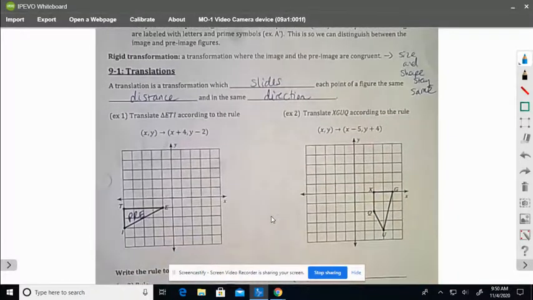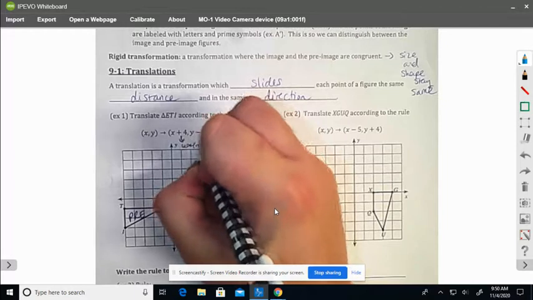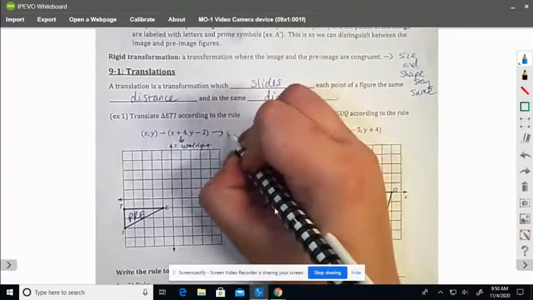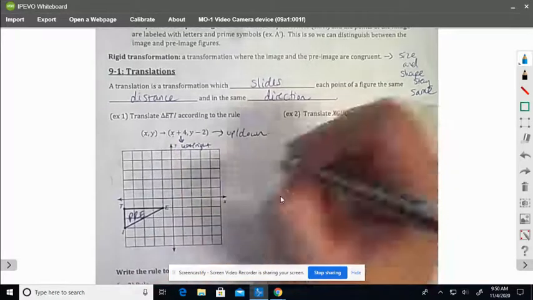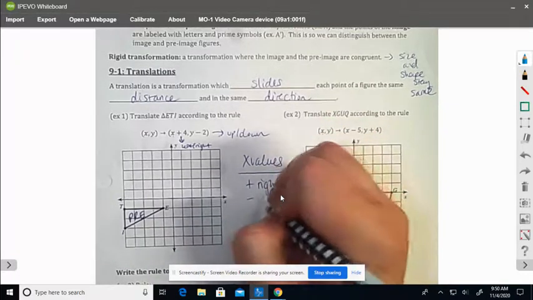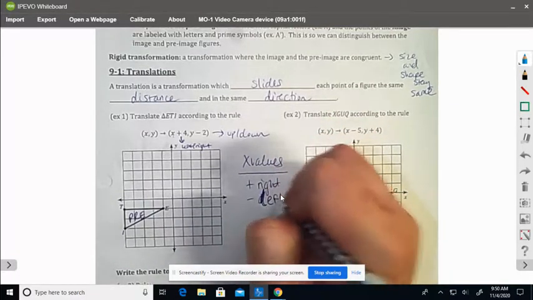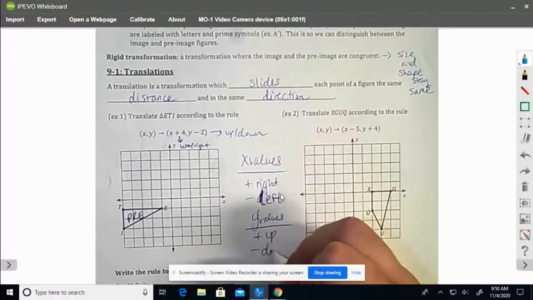I like to shade in my final image, so you'll understand why I do that once we get to a little bit of harder stuff in the unit. But you basically have to move each point by an X, which moves it left or right, and a Y, which moves it up or down. So this says X plus 4. If we're talking about X values, positive is going to go right, negative goes left. If we're talking about Y values, positive goes up, negative goes down.